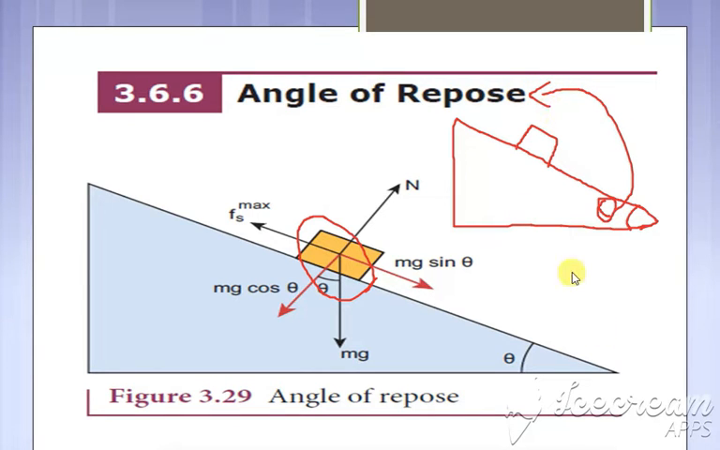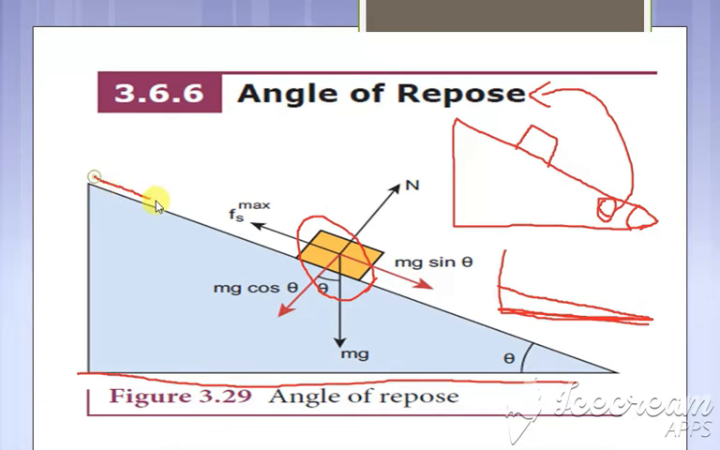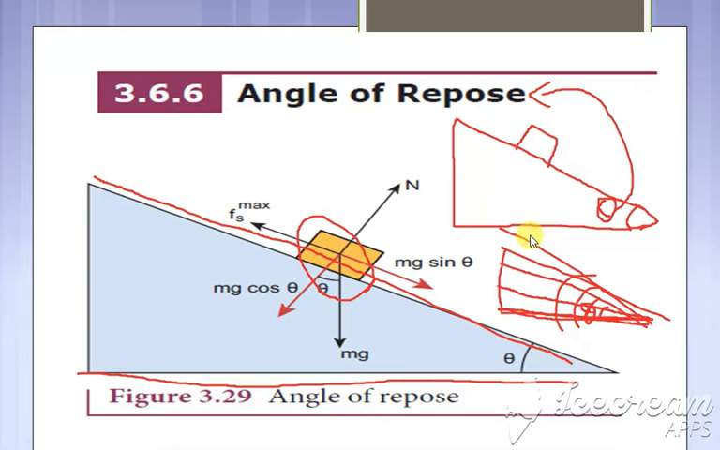Suppose this is the horizontal and this is the inclined plane. So this line is called the horizontal, and this line is called the inclined plane. Consider this to be the angle theta. This has a small value, and if we increase it like this, at one point the object begins to slide at a faster rate.